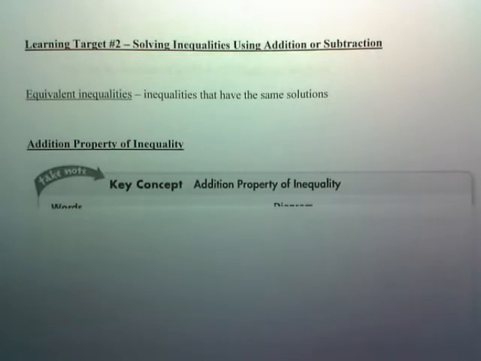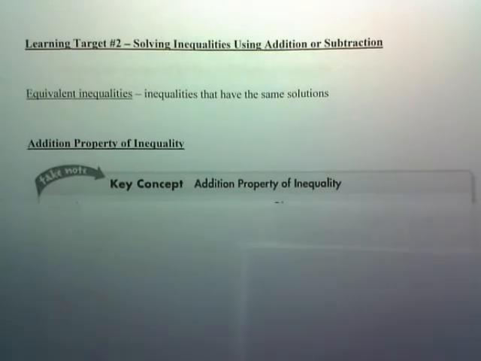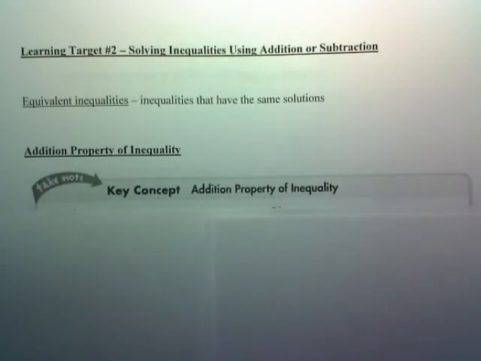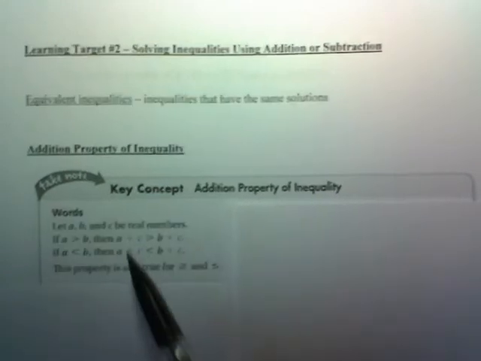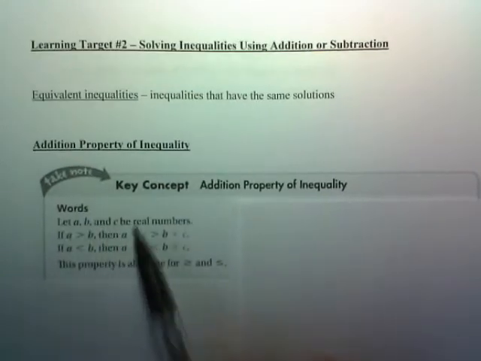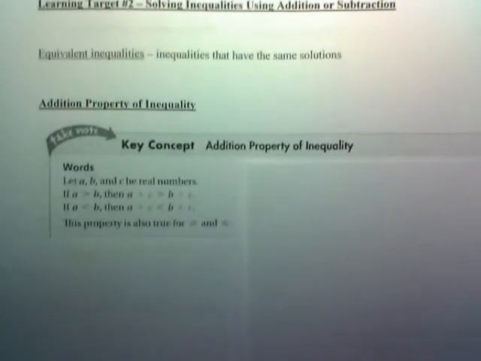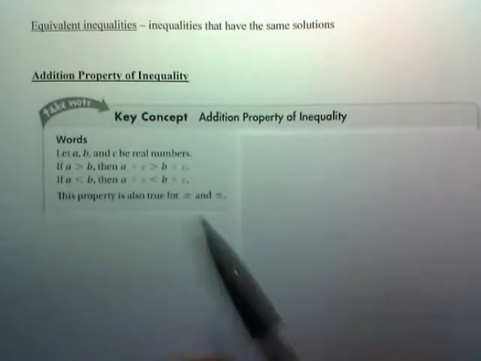So I have this key concept box here. And what I want you to focus on is the words part of this. So I'm going to uncover part of this and leave the actual diagram covered up. But let's just look at what I have here. We're going to let A, B, and C be real numbers. Okay, so that means we have 3 different real numbers in this problem.